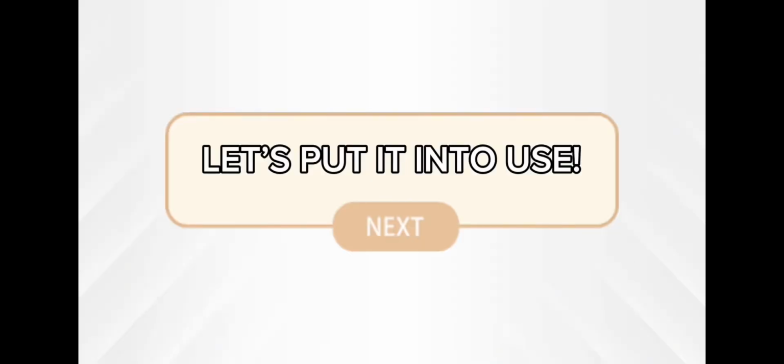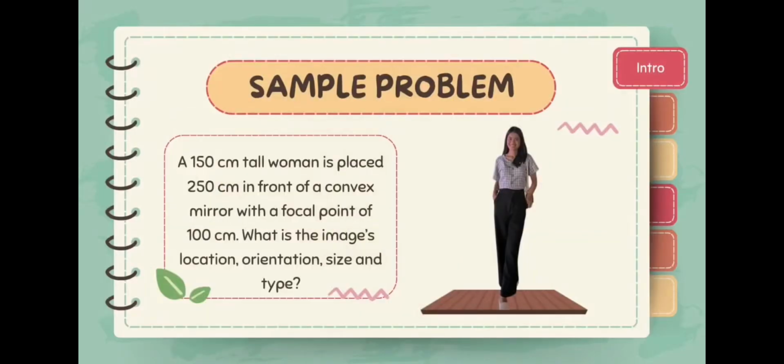Now, let's put it into use. A 150 cm tall woman is placed 250 cm in front of a convex mirror with a focal point of 100 cm. What is the image location, orientation, size, and type?